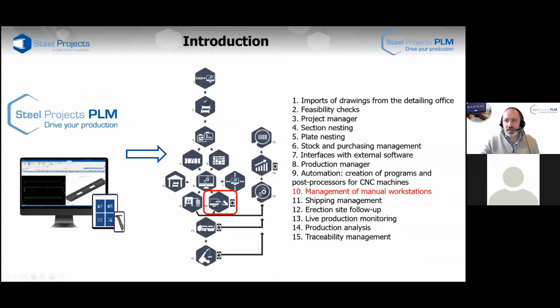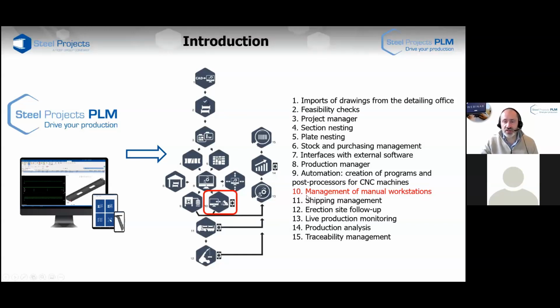So, the Steel Project PLM solution is made of different modules. We've got imports and drawing, project management, all the nesting, stock and purchasing, we can interface with third-party software, and we've got management of the production. We are able to make automation, meaning sending automatically to production on machines thanks to a post-processor. We've got shipping management, live tracking and monitoring, analysis, and so on.